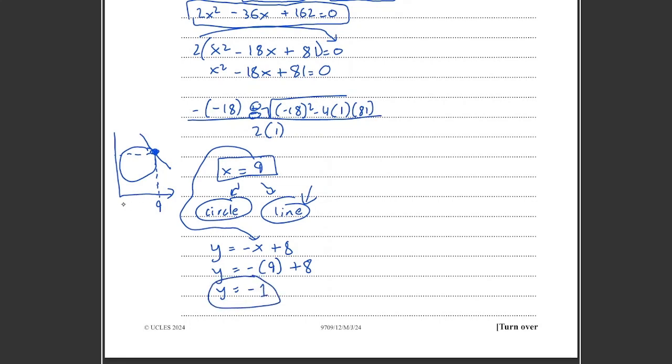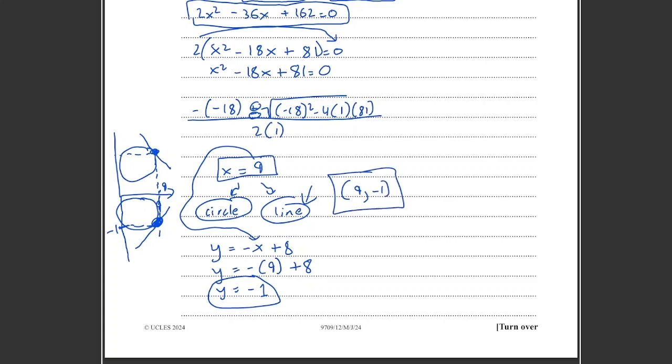Weirdly enough, what we found out is that this circle is going on there in the negative part. This 9 is the x coordinate, and the y coordinate is minus 1. So we do have the point that we were trying to find. It's basically 9 and minus 1.